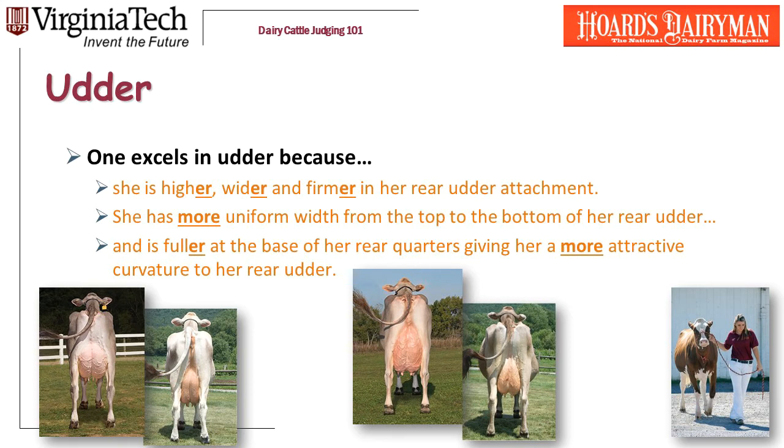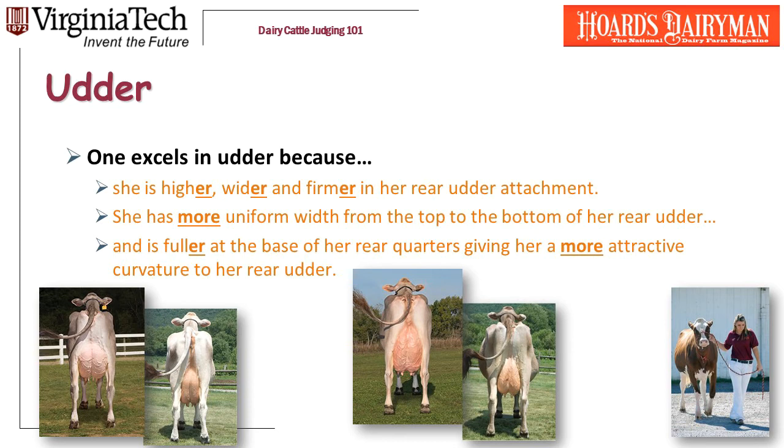Kayla Umbel is the one talking on this slide. One excels in udder because she is higher, wider, and firmer in her rear udder attachment. She has a more uniform width from the top to the bottom of her rear udder and is fuller at the base of her rear quarters, giving her a more attractive curvature to her rear udder. Did you hear it? Did you hear the template that she used? One excels in udder because she is adjective-er, adjective-er, adjective-er in her noun. She has more noun, and she is adjective-er at the noun.